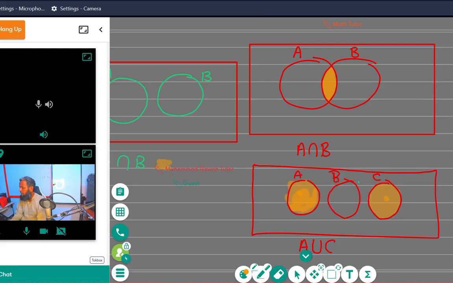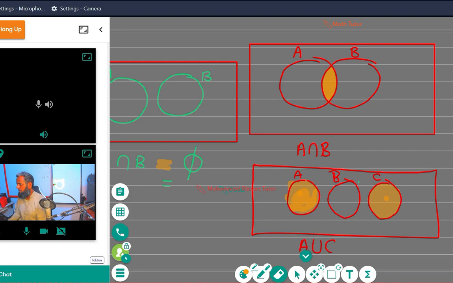You know how to show empty set. I write empty. Empty set, yes. Empty set can be shown by this symbol. You should remember it. Clear? This is the empty set symbol.